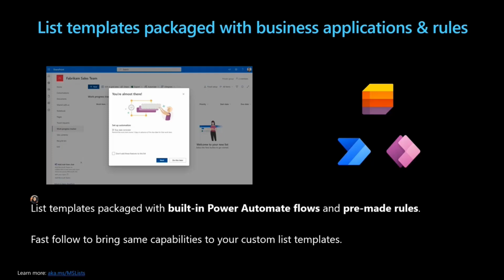Right now, for our initial rollout, we are going to have the work progress tracker, the recruitment tracker, and the content scheduler being the ones that will come packaged. But in the future, we'll have more out-of-the-box list templates that will get packaged flows. And we'll also support the ability to package flows and apps as part of your custom list templates.